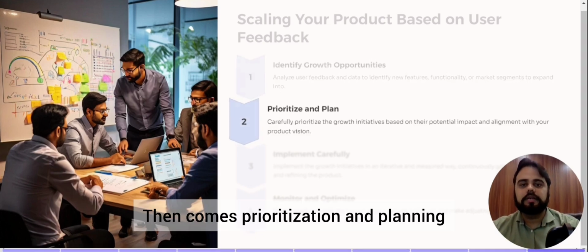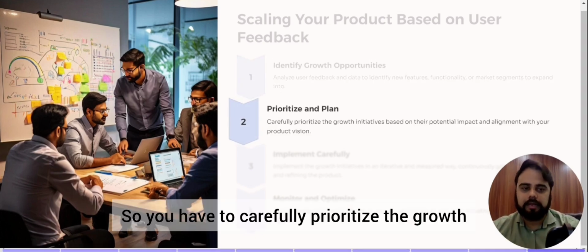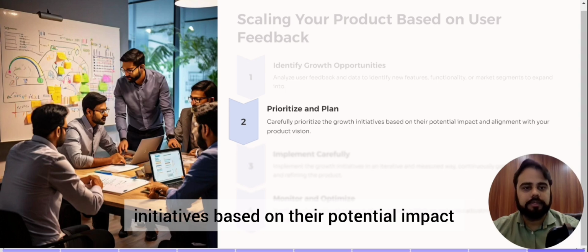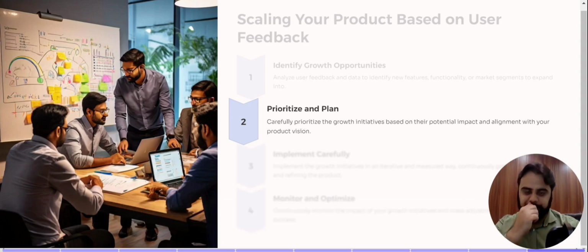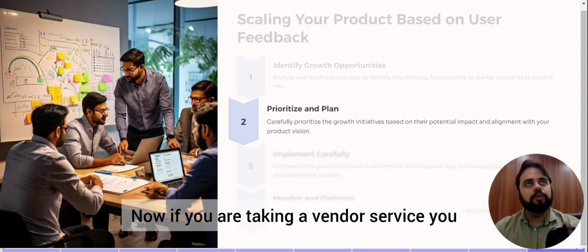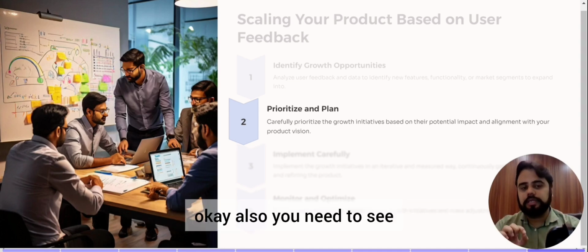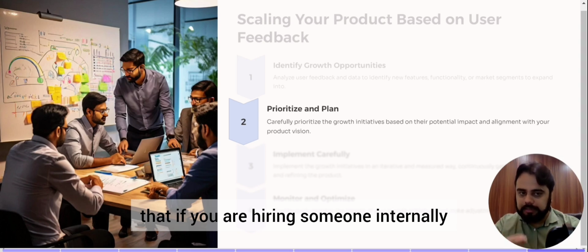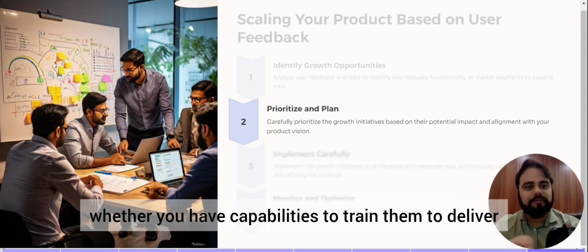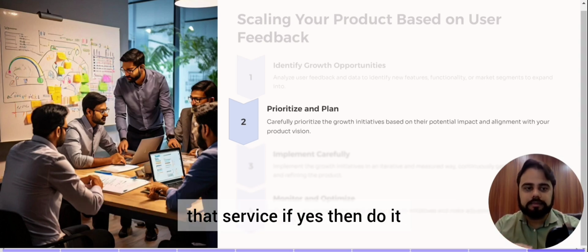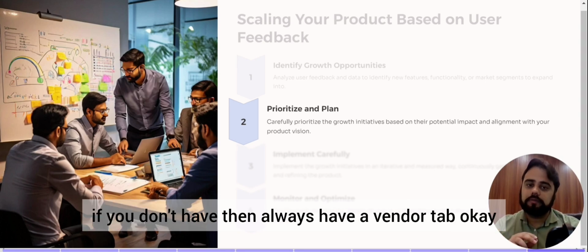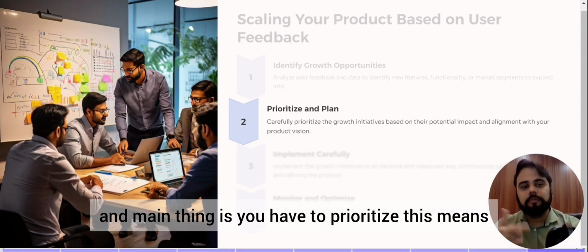Okay, then comes prioritization and planning. So you have to carefully prioritize the growth initiatives based on their potential impact. Okay, now if you are taking a vendor service, you should have a proper NDA with them. Also you need to see that if you are hiring someone internally, whether you have the capabilities to train them to deliver that service. If yes, then do it. If you don't have, then always have a vendor tie-up. Okay, and the main thing is you have to prioritize this.